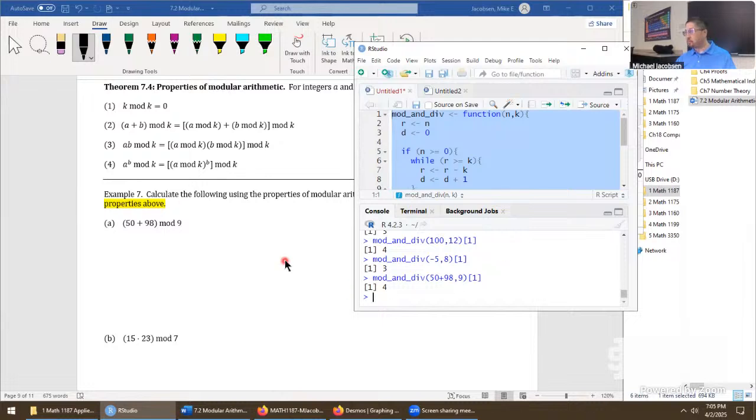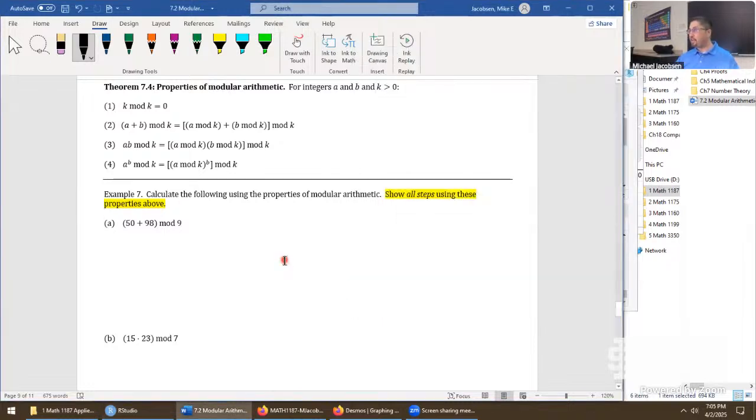So that's a pretty powerful tool. Now below here, we'll use property 2 and see if it really works out. 50 plus 98 mod 9 could be re-expressed as 50 mod 9 plus 98 mod 9. Add those results all together, and then mod 9 then.